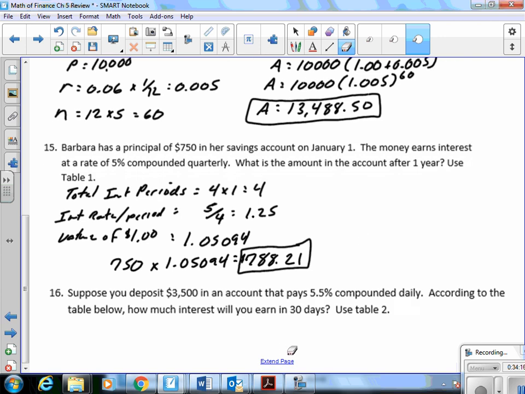All right, 16. Suppose you deposit $3,500 into an account that pays 5.5% interest compounded daily. According to the table below, how much interest will you earn in 30 days? And we're using table 2. So we're using the compounded daily table.